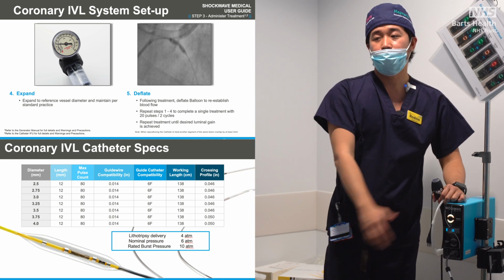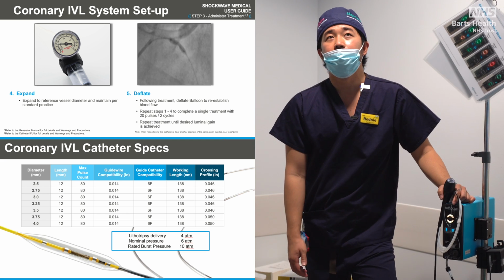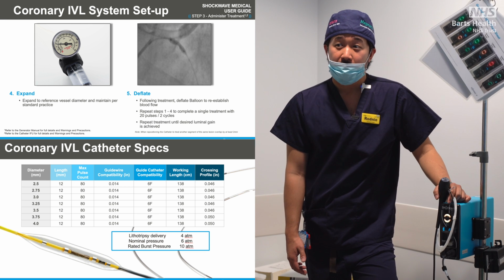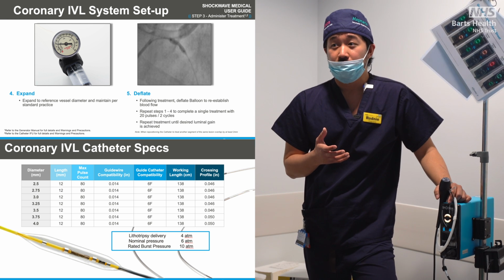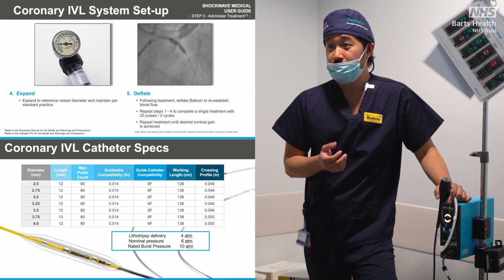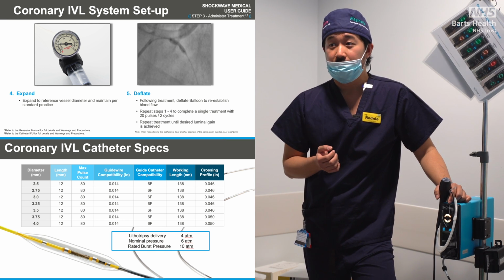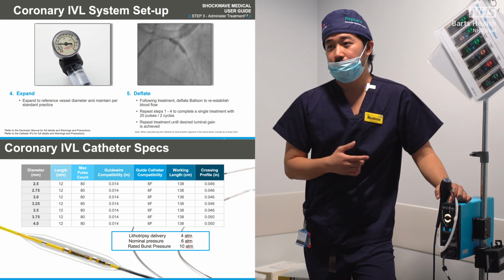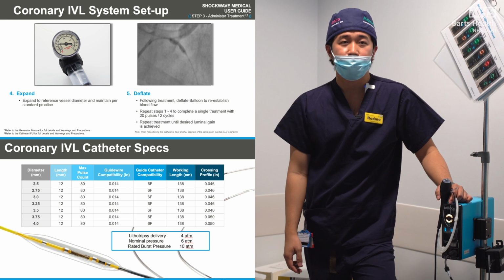You cannot use this for everything because the smallest diameter of the balloon is 2.5, and there are arteries that are smaller than 2.5. And for rotablation, the smallest burr is 1.25. So for vessels smaller than 2.5, you use rotablation.